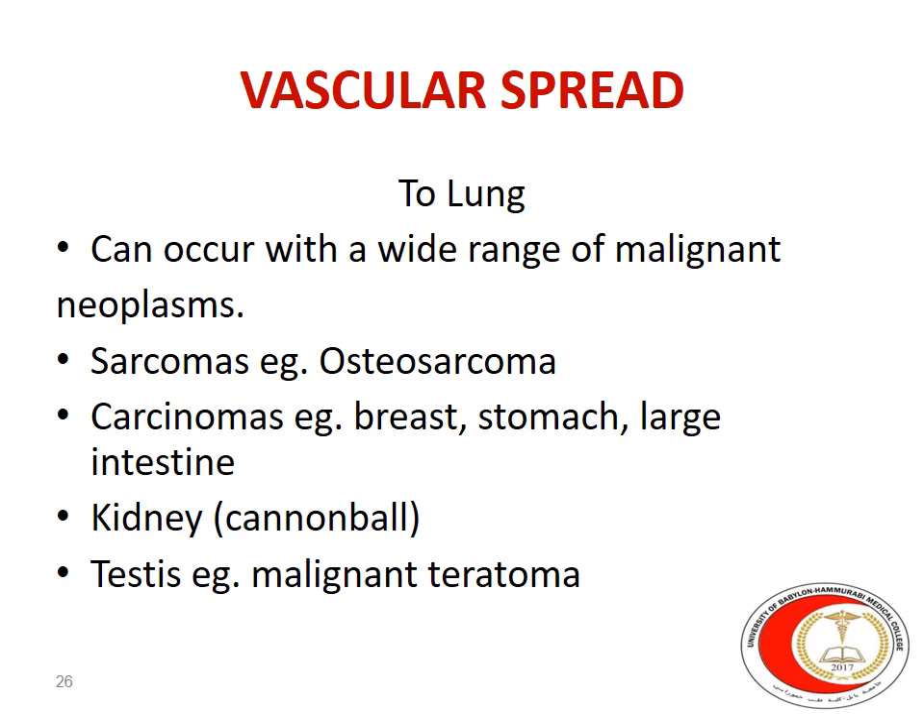Vascular spread to the lung can occur with a wide range of malignant neoplasms. Like what? Like sarcomas, commonly osteosarcoma, which is a malignant tumor of the bone, and carcinomas like breast, stomach, large intestine, and kidney, which has characteristic radiological features: secondary spread of renal cell carcinoma to the lung has a cannonball-like appearance. And from the testes, we have the commonest, malignant teratoma. So these tumors commonly spread to the lung via vascular spread.